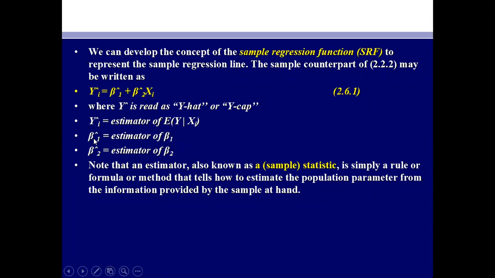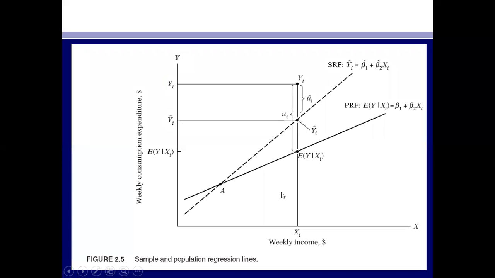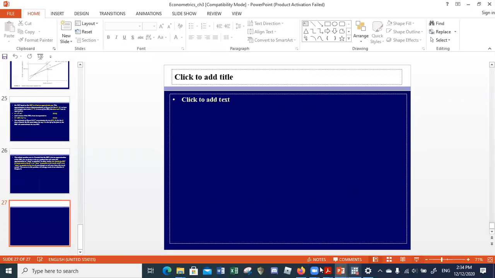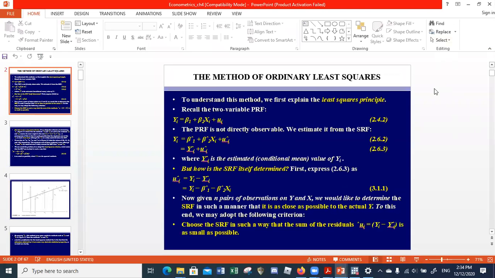Now we have introduced these notations in the form of the SRF, and we say beta 1 hat is an estimator of beta 1, and beta 2 hat is an estimator of beta 2. The next natural question is how we can get the functional form of beta 1 hat and beta 2 hat. This is called estimation of beta 1 and beta 2. For that purpose we use the method of ordinary least squares.